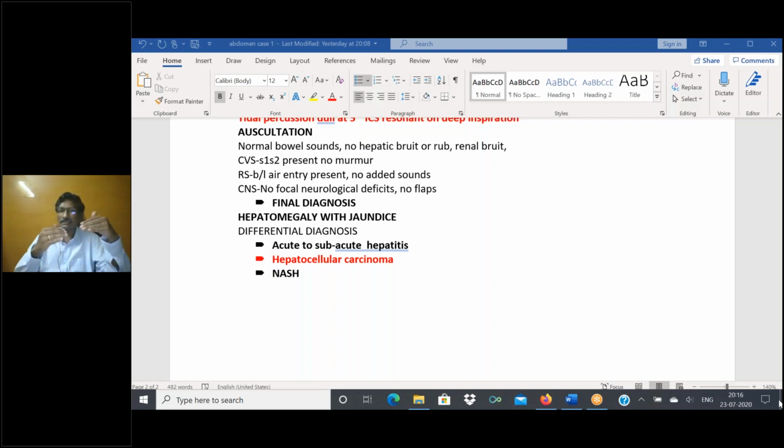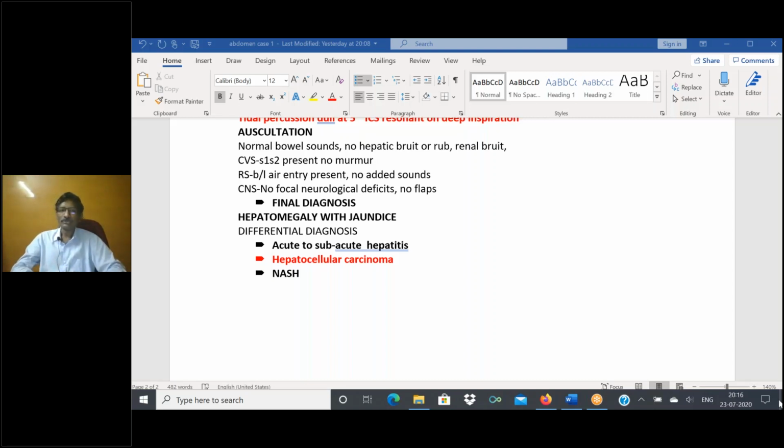Disproportionately elevated bilirubin compared to the AST and ALT, and alkaline phosphatase not very highly elevated. This is what I will look at for chronic hepatocellular involvement. This is the combination I will actually look for.